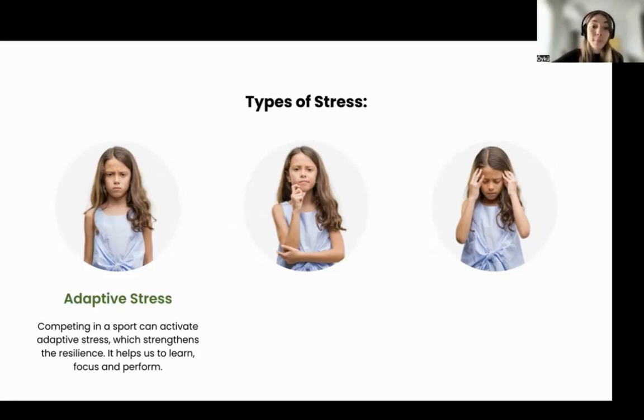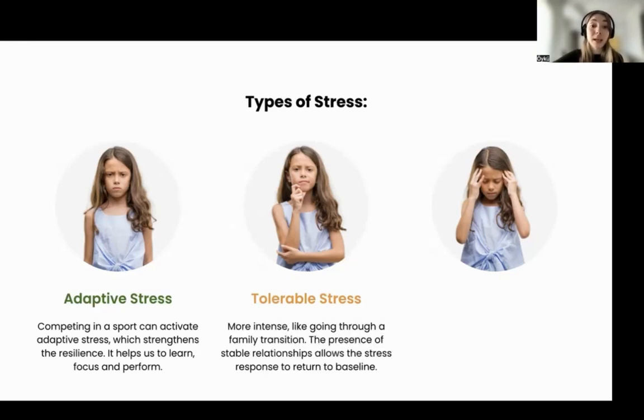So it can help you to compete in sport because it will help you to strengthen your resilience and help you to learn, focus, and, most importantly, perform. There's also tolerable stress, which involves a bit more serious challenges. Could be like going through a family transition, but having a stable relationship and environment around you can allow you to return to the baseline. And this is actually the red line, whether you're going to cross to the chronic or stay tolerable and adaptive.